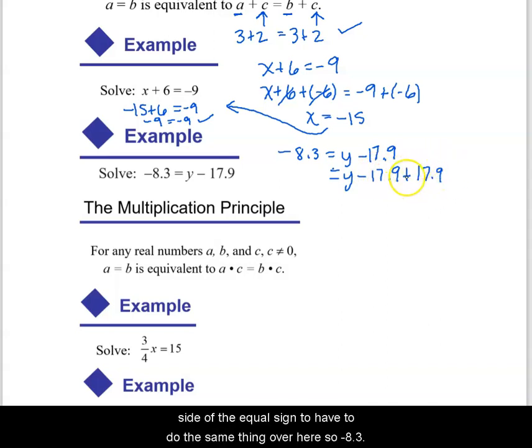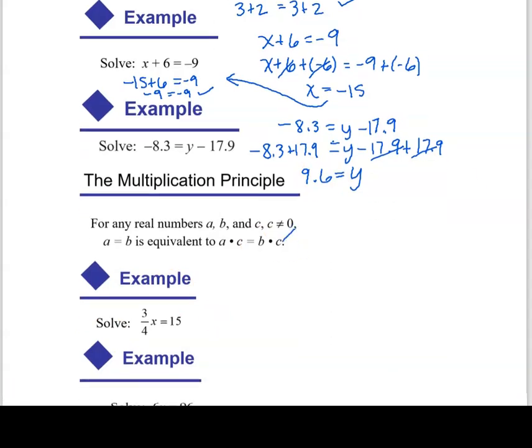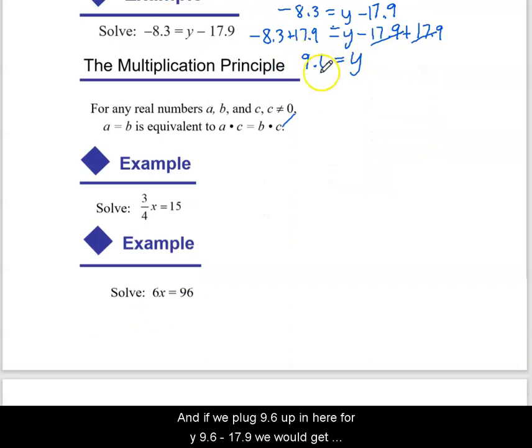But if I add a 17.9 to this side of the equal sign, I'm going to have to do the same thing over here. So negative 8.3 plus 17.9. Okay, these are going to cancel out, and I'm going to get y is equal to negative 8.3 plus 17.9, which is 9.6. Okay, and if we plug 9.6 up in here for y, 9.6 minus 17.9, we would get negative 8.3.